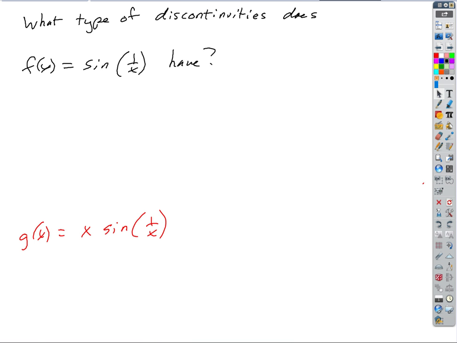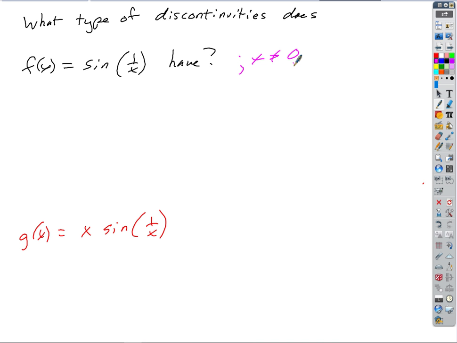You can't do that. So we have to omit 0 from the domain, right? What's going on there? Is that a removable or a non-removable discontinuity? Now, we talked about this one specifically in Unit 1, but it's been a while. What's the behavior of sine of 1 over x going to be as x approaches 0? Because that's the point of the discontinuity, right? It's oscillating, isn't it?